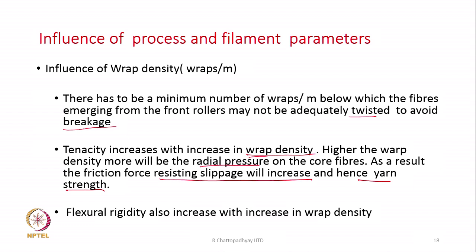Flexural rigidity also increases with the increase in wrap density, because if the core fibers cannot really slip, or they become difficult to slip, bending also will become difficult. So, the bending rigidity of the yarn is going to increase as we keep increasing the wrap density. So, we make the yarn stronger, but at the same time we make the yarn more and more difficult to bend as we increase wrap density.